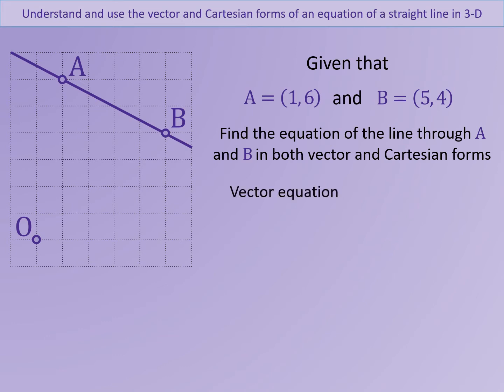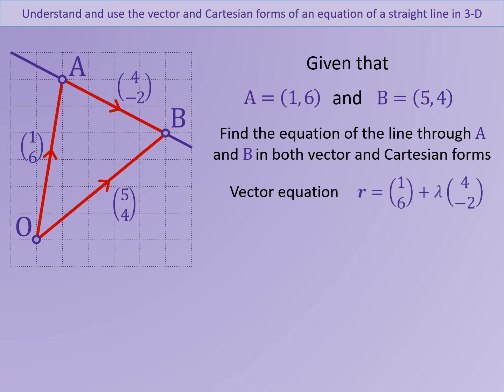So first, the vector form. For this we need the position vector of a point on the line, and we also need the direction of the line. For the position vector, we could use point A, (1, 6), and to find the direction, we need to use the position of A and B, and the fact that the vector AB is the position of B minus the position of A. So we're going to get (4, -2) as the direction vector of the line. We can then put that together into a vector equation to give us r = (1, 6) + λ(4, -2).